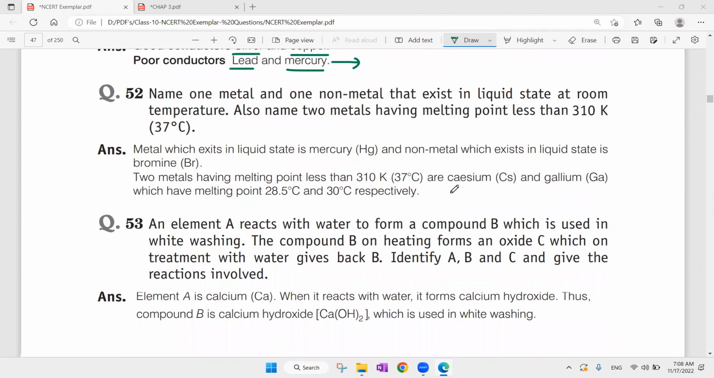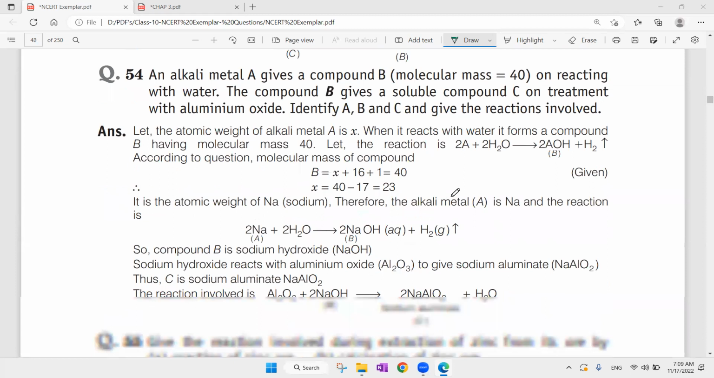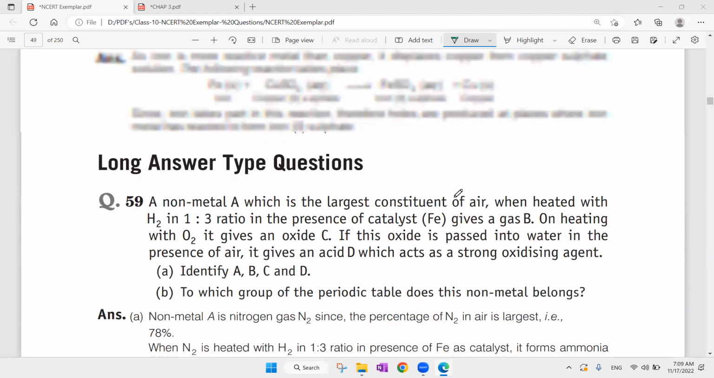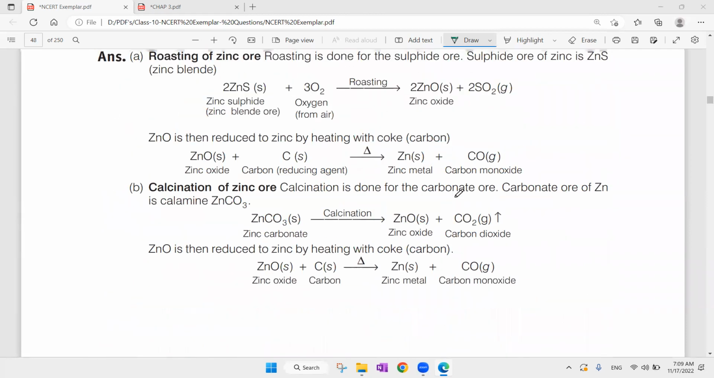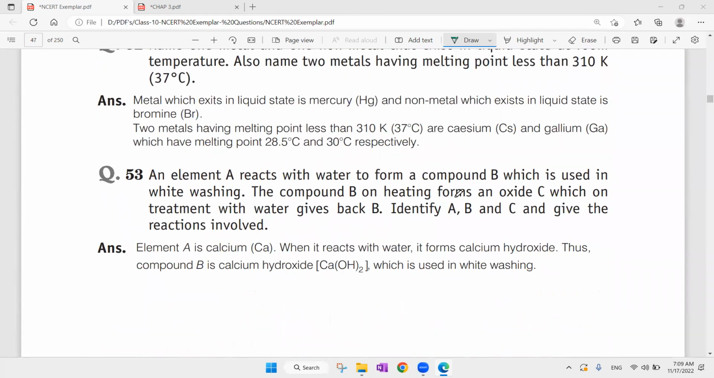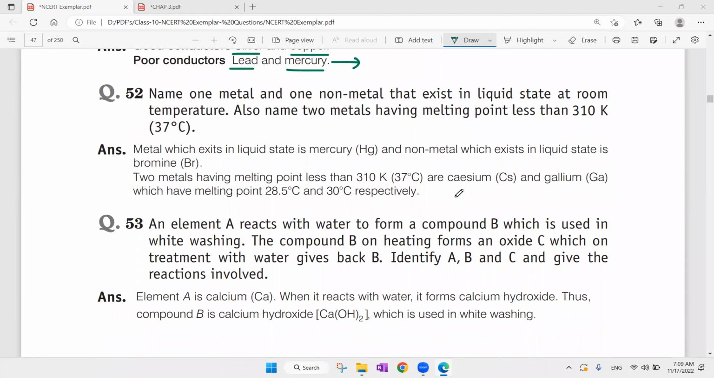Right, 52. Okay, still how many questions are there? 58 questions are there. We'll see how many questions we can complete. The remaining, you try to read. So every answer will be easy, if you just go through it.